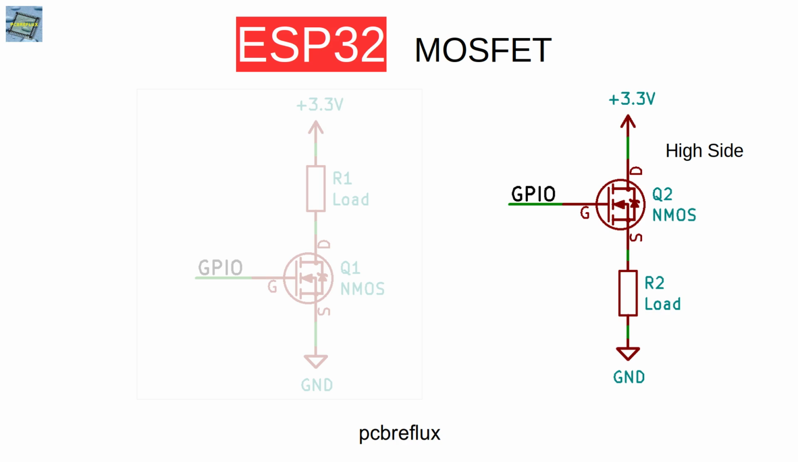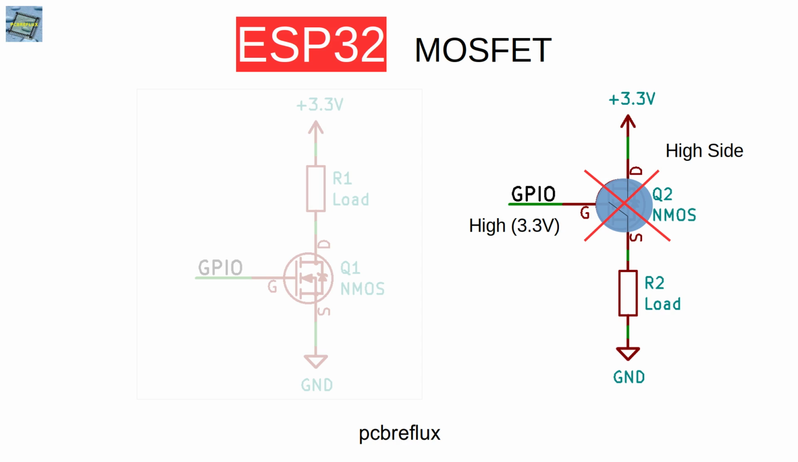And if we use the N-channel MOSFET on the high side, so the drain is connected to 3.3 volt, the source is connected to the load, and the load is also connected to ground, then with 0 volt on the GPIO pin the N-channel MOSFET is switched off. But if we now set the GPIO pin high, we see that the N-channel MOSFET is not switched on. So if you use the N-channel MOSFET in this configuration, this is not working.